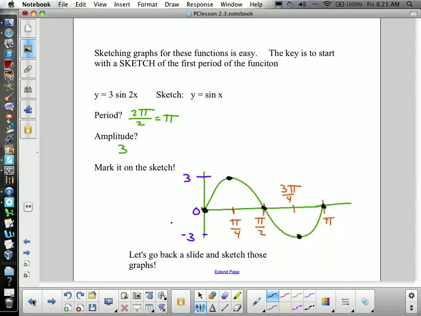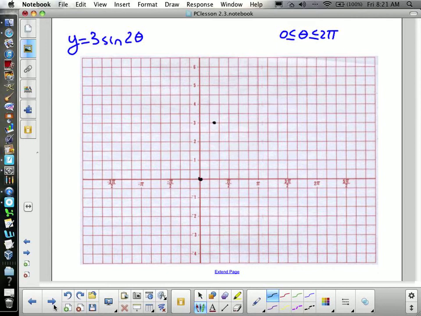At pi over 2, I'm back at 0. At 3 pi over 4, I'm at negative 3. And at pi, I'm back at 0. So there is the actual graph of what that function looks like.